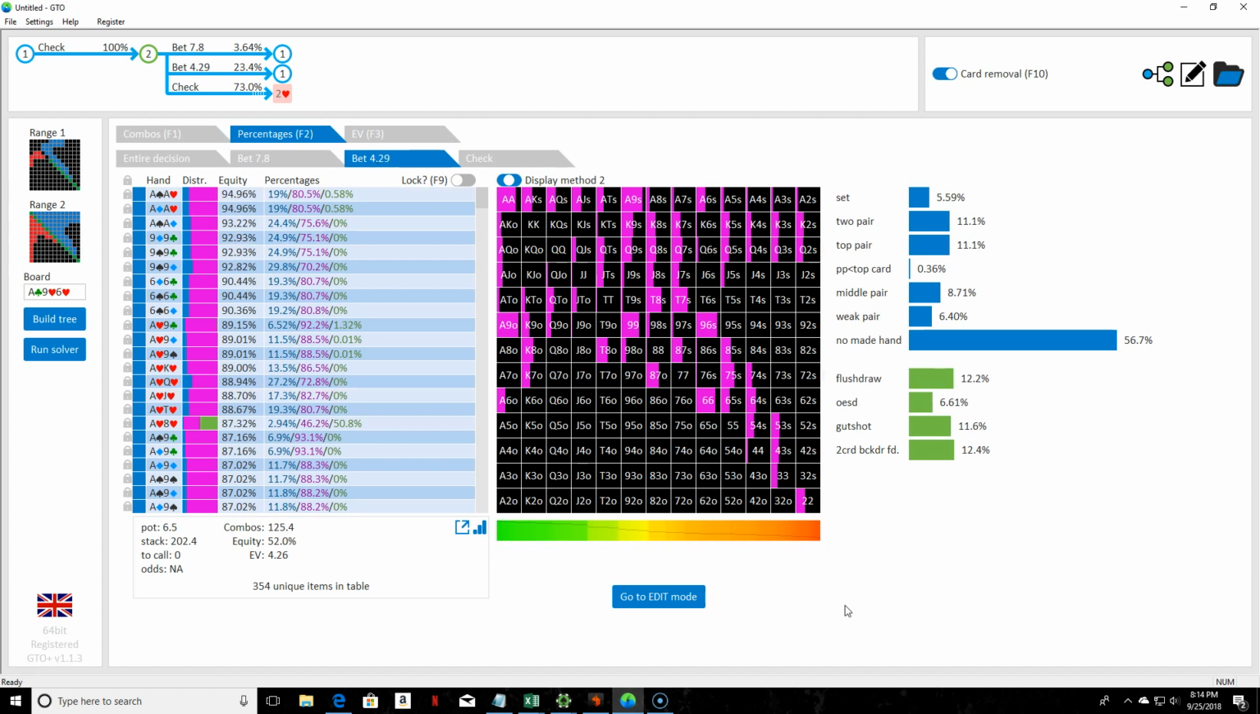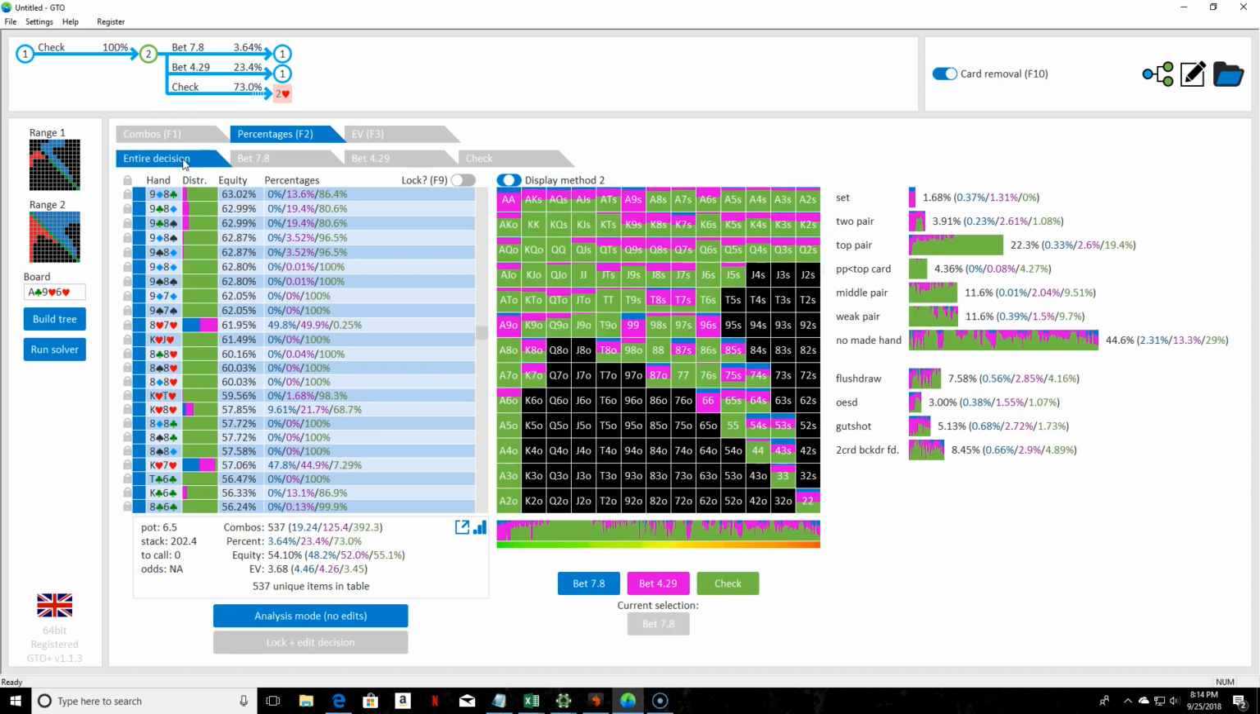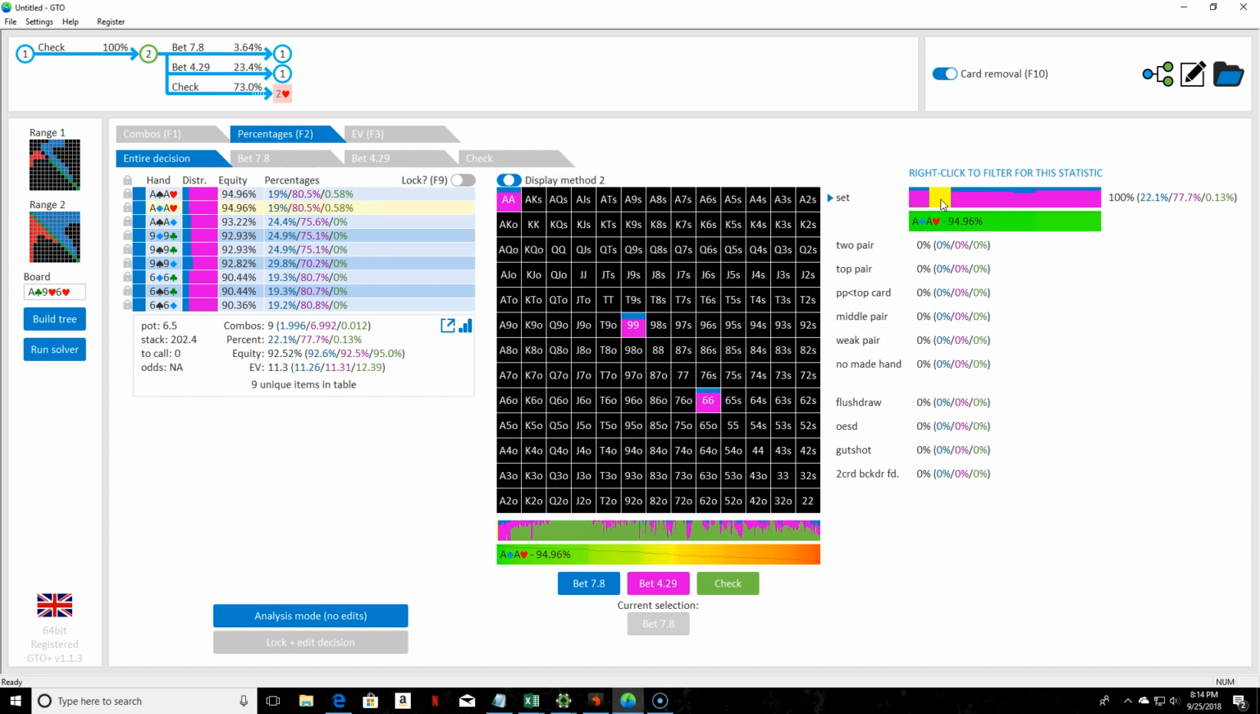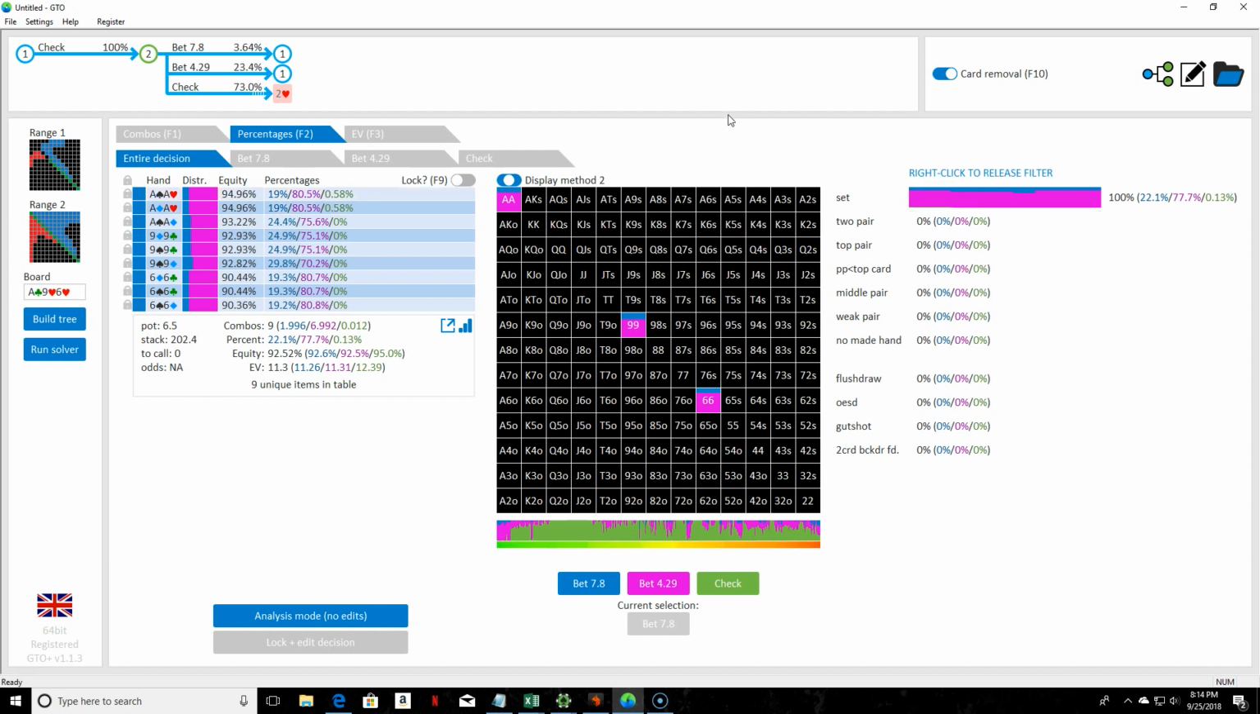So let's just take a look real quick. If we look at the entire decision here, and just look at each type of hand. Now again, we're in position here, so we're never checking. We're never checking sets here, right? We're just pretty much betting our sets, which makes a lot of sense here. So there's no checks, no bets. Even the pocket aces here, we want to bet those.